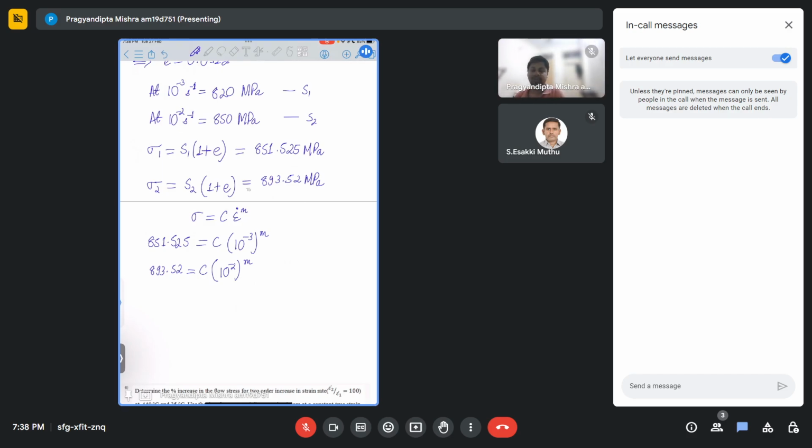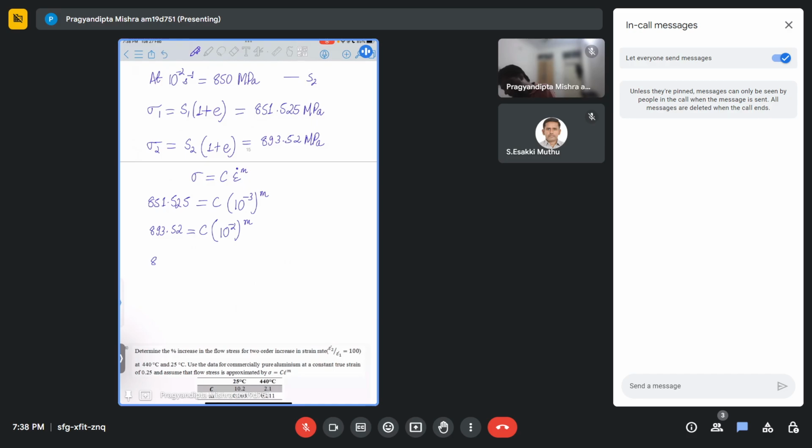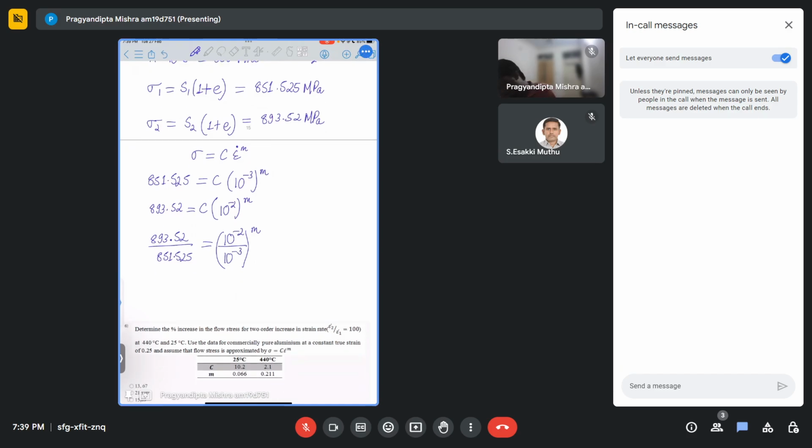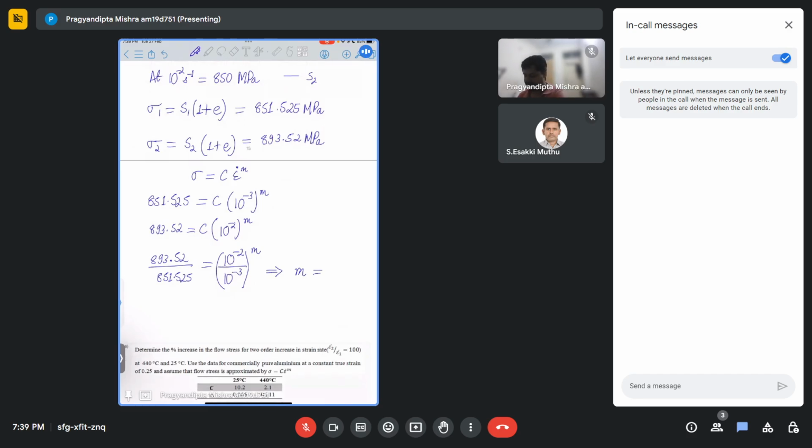So if we divide these two equations by each other, we will get 893.52 divided by 851.525 is equal to 10 power minus 2 by 10 power minus 3, to the power m. C will be cancelling out. So this is what we are getting. So from here we can calculate the value of m, right? m is what they have asked us finally. So let me just calculate.